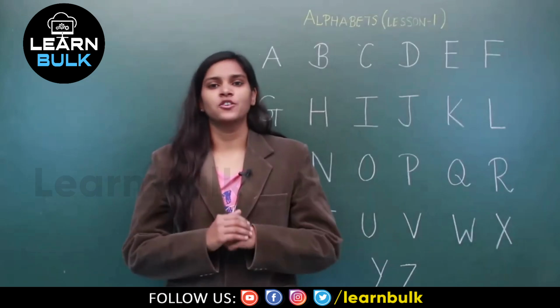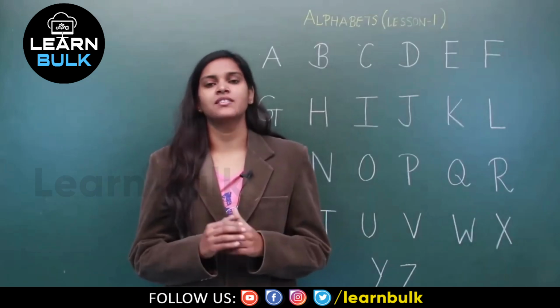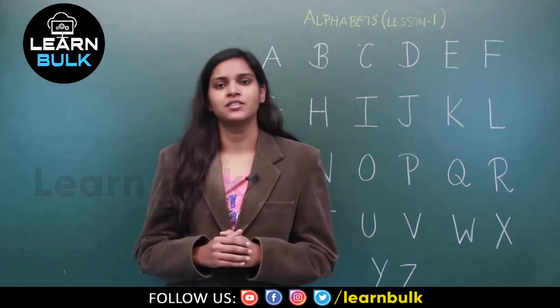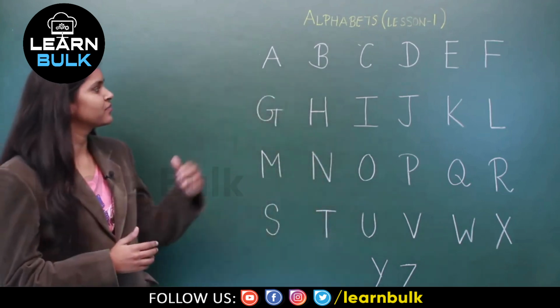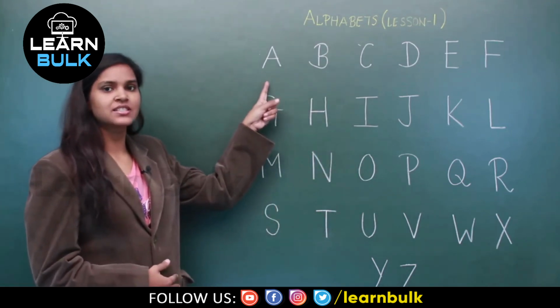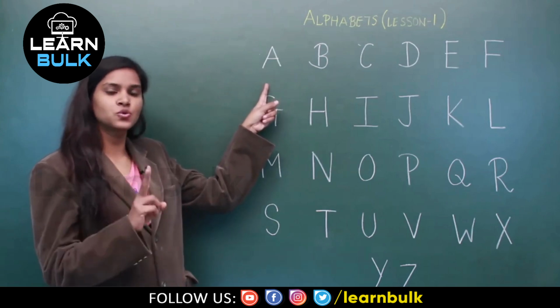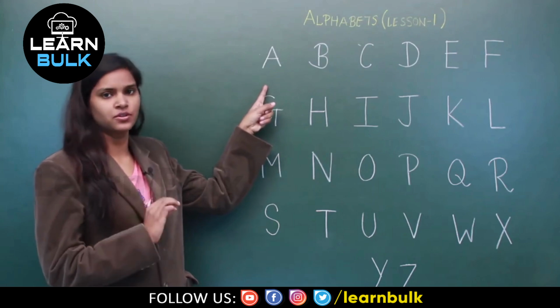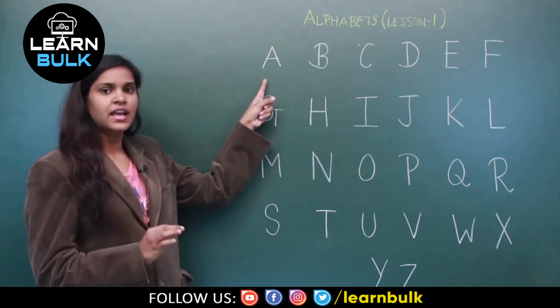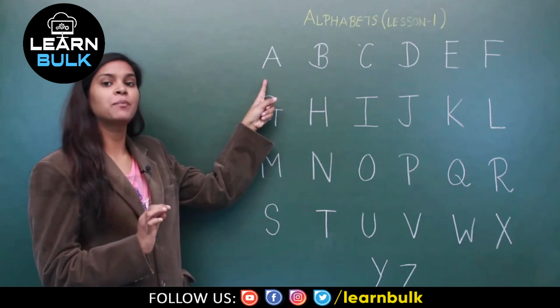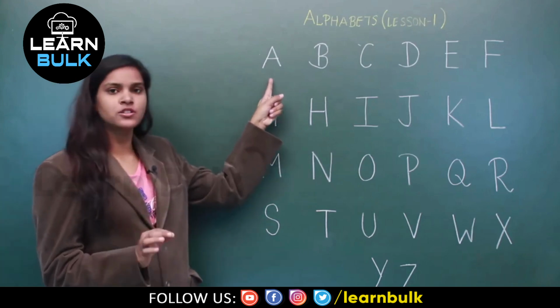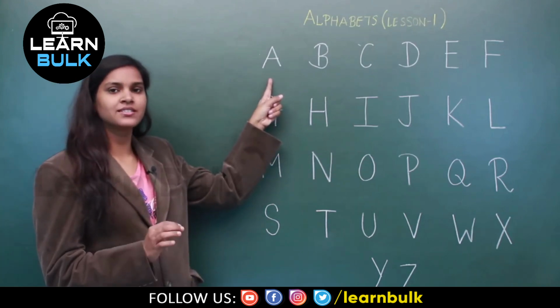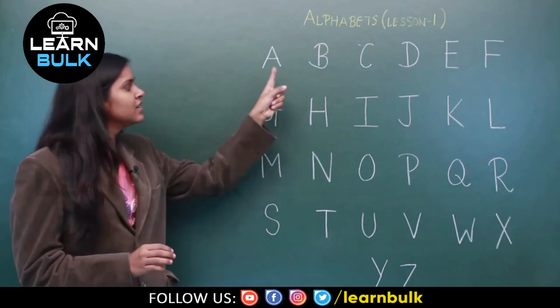Friends, today we are going to learn about alphabets and the respective sound that they make. So let's get started. The first alphabet is A and it has two sounds, one long sound and one short sound. The long sound is A as in ape and the short sound is A as in apple.